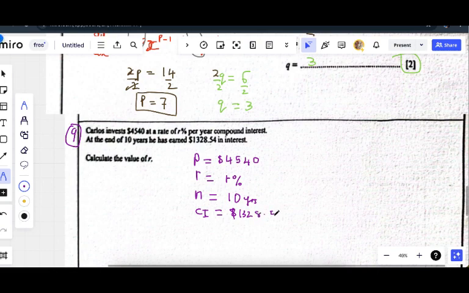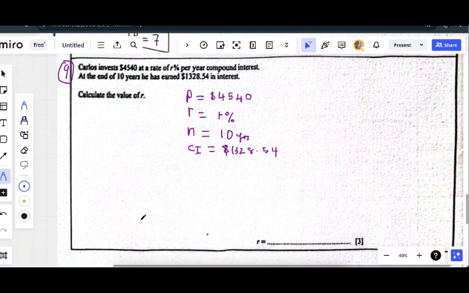$1,328.54. Okay, so this is what he earned in interest. This is not the total amount. This is just the interest he got after investing this money. Now he said calculate the value of R. First of all, we must bring out the formula.